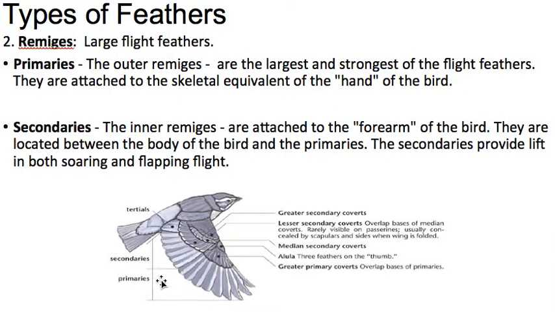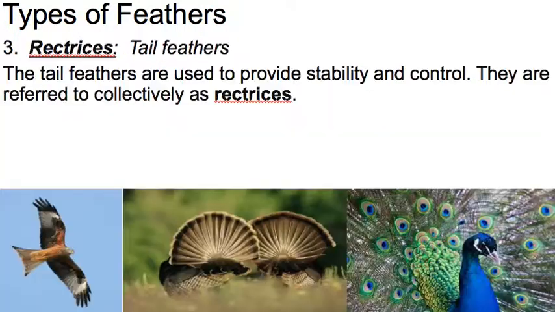So you can see on this diagram here, the primaries and then the secondaries are over here. Next is the rectrices, which are the tail feathers. The tail feathers are used to provide stability and control, and they are referred to collectively as rectrices. So there's a variety of tail feathers out there, from hawks to turkeys to peacocks.